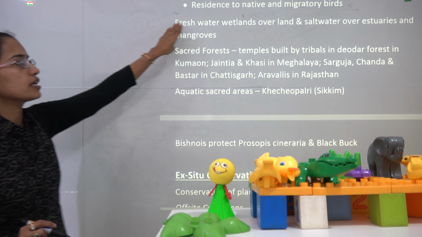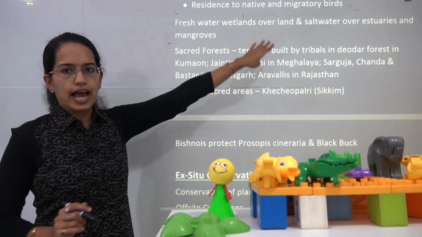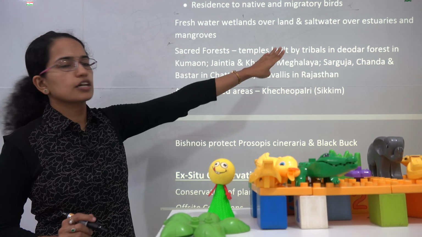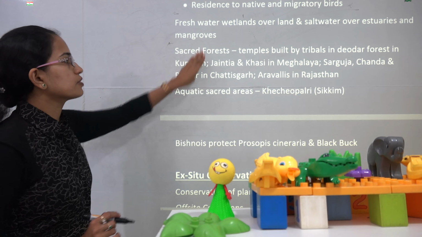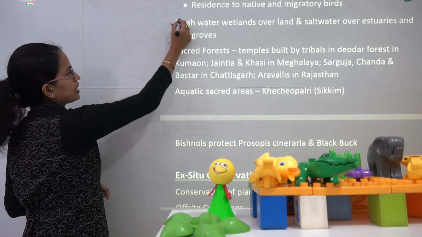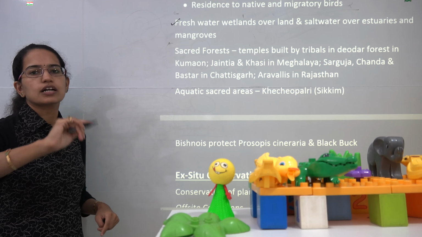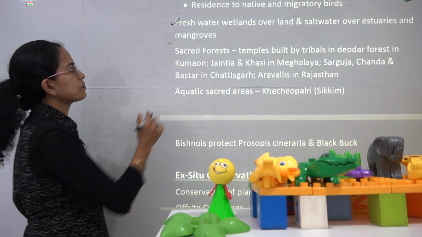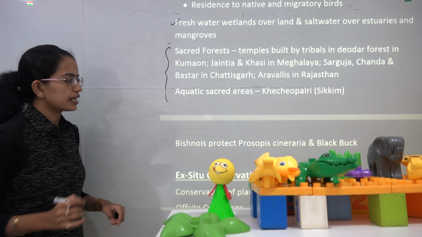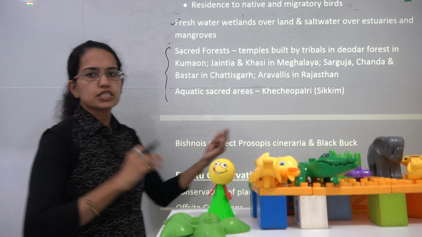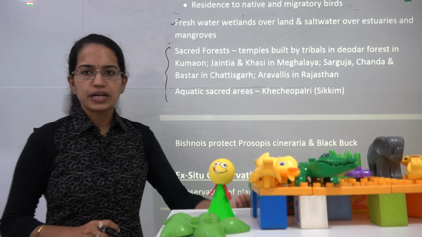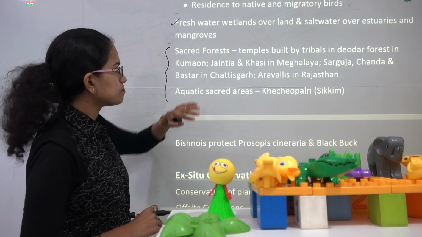Now freshwater wetlands occur over land, and salt water wetlands occur over estuaries, and mangroves are also seen there. So freshwater wetlands usually occur only over land. That's important. Now as we talked about some of the sacred trees, Bishnois worship prosopis, and you also have black buck animals that are worshipped by Bishnois.